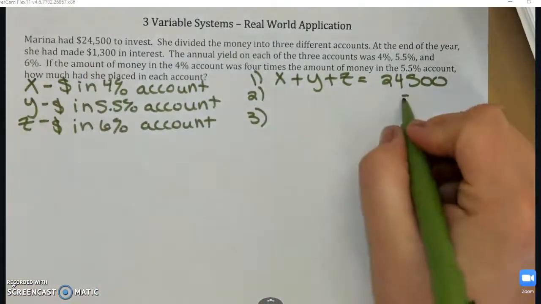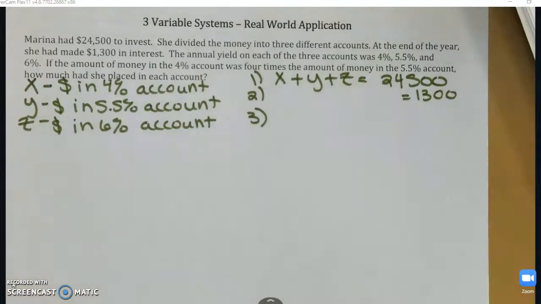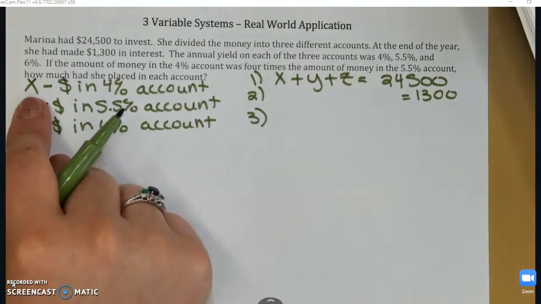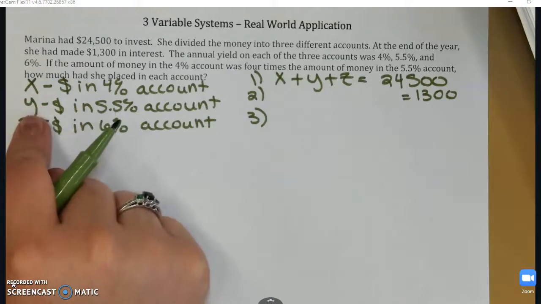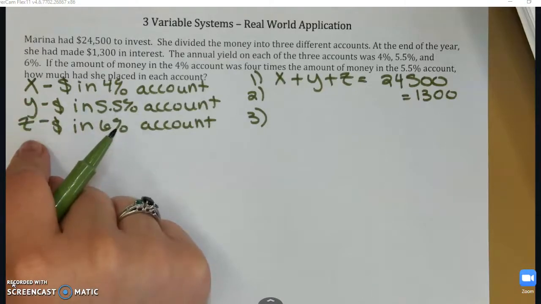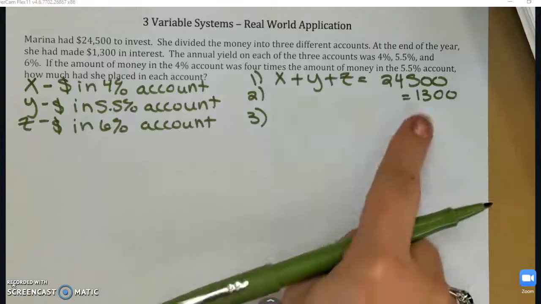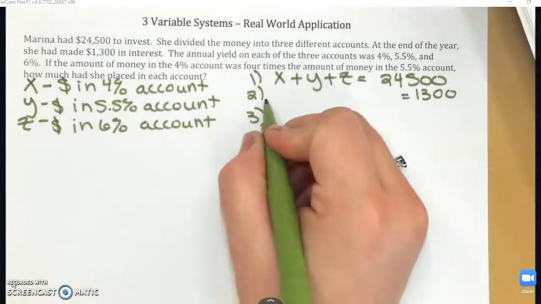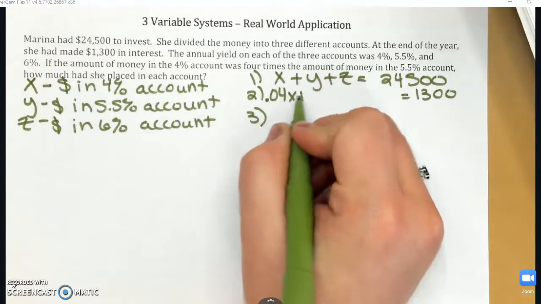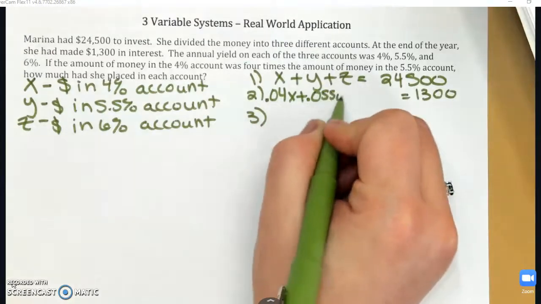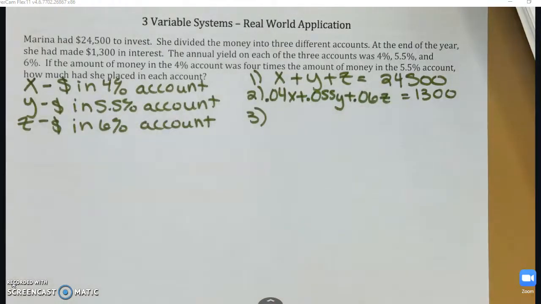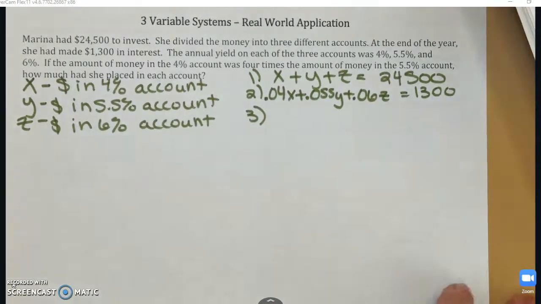Then the second equation is going to come from the interest. I'm earning $1,300 in interest over the course of a year. So what that means is 4% of however much I put in the X account, and then 5.5% of the amount in the Y account, and 6% of the Z account is going to add to 1,300. So we convert each of those percents to a decimal, so that's going to be 0.04 times X, plus 0.055 times Y, plus 0.06 times Z is going to give me my interest of $1,300.